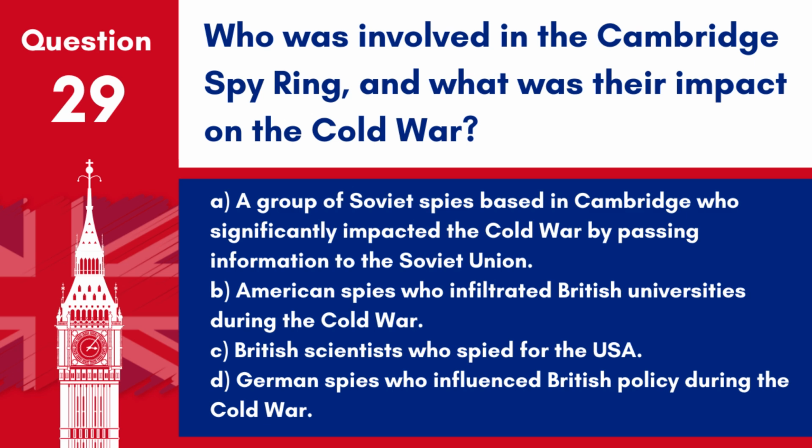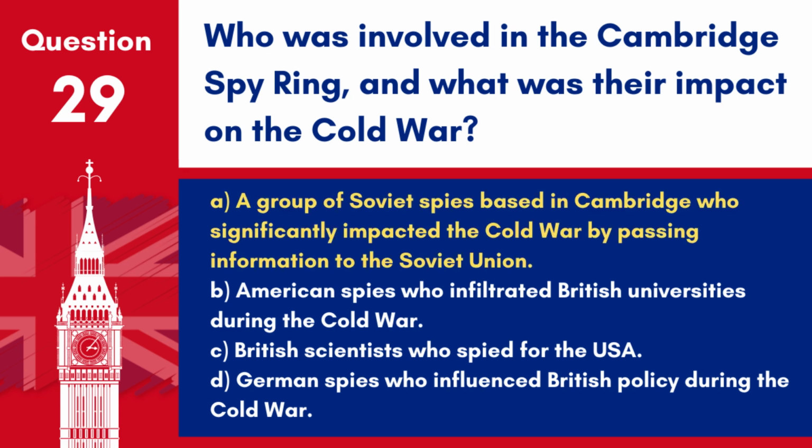Question 29. Who was involved in the Cambridge spy ring, and what was their impact on the Cold War? A. A group of Soviet spies based in Cambridge who significantly impacted the Cold War by passing information to the Soviet Union. B. American spies who infiltrated British universities during the Cold War. C. British scientists who spied for the USA. D. German spies who influenced British policy during the Cold War.